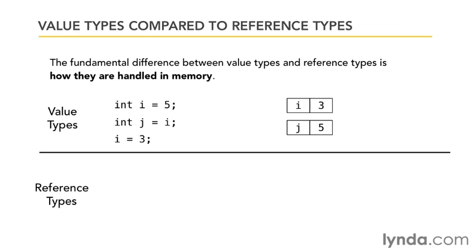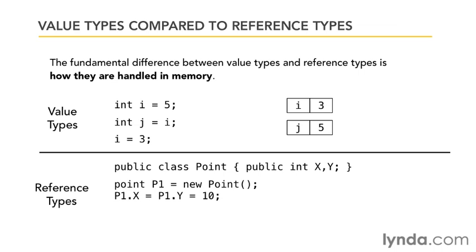Now let's compare that with how reference types work. So suppose I made a class called Point, and inside my Point class I had two integer member variables, x and y, which represent the coordinates of the point. To create a new point, I would declare a Point class variable named p1, and I would use the new operator to create a new instance of the Point object. Then I could do something. Now, since these are public member variables, I could say p1.x and p1.y are equal to 10.